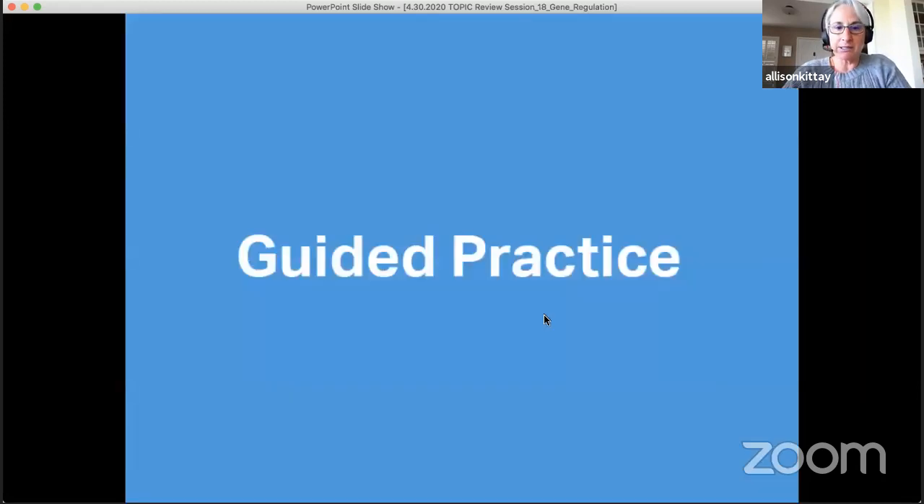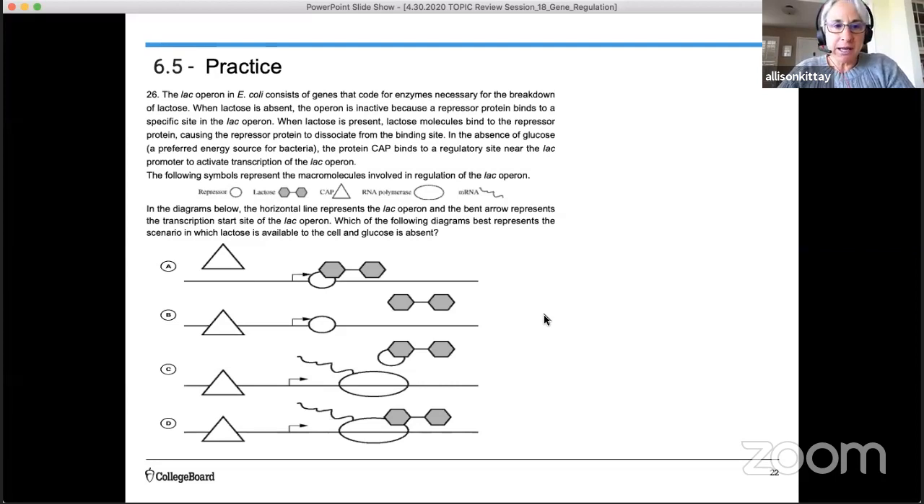All right, so let's put this into some practice. So first of all, let's take a look at what happens in prokaryotes. And in this, bear with me because this is kind of a long question, but be looking at the shapes. Remember, our skill is to look at some models that are represented visually. Okay, and so what you're looking at is the Lac Operon in E. coli. It consists of genes that code for enzymes necessary for the breakdown of lactose. When lactose is absent, the operon is inactive because a repressor protein binds to a specific site on the Lac Operon. When lactose is present, lactose molecules bind to the repressor protein, causing the repressor protein to dissociate from the binding site. In the absence of glucose, which is the preferred energy source for bacteria, the protein CAP binds to a regulatory site near the Lac promoter to activate transcription of the Lac Operon.